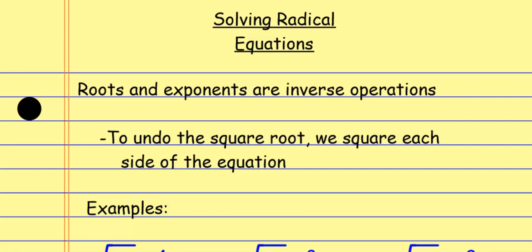So roots and exponents are essentially just inverse operations. They're doing the opposite operation. And so to undo the square root, we just square each side of the equation. All right, squares and square roots essentially cancel each other out.